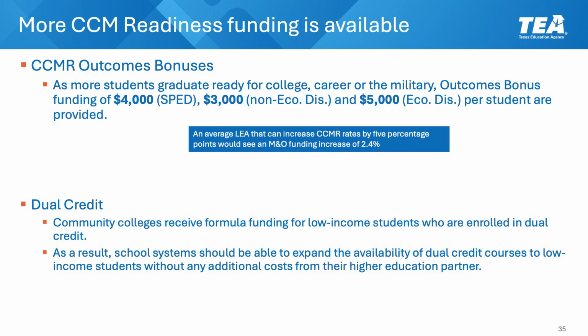Additionally, with dual credit, community colleges receive formula funding for low-income students who are enrolled in dual credit programs. As a result, school systems should actually be able to expand the availability of dual credit courses to low-income students without any additional cost from their higher education partner.